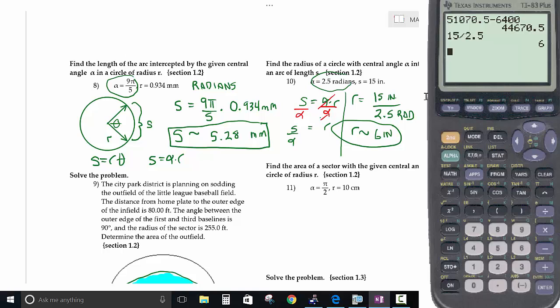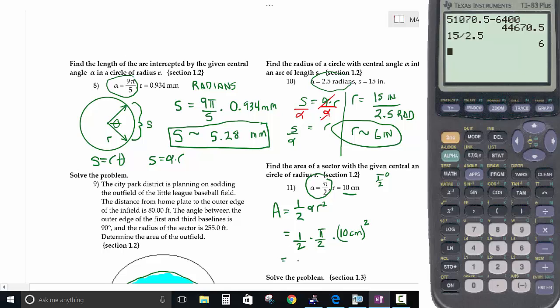Okay, here's an area of sector problem. So we did one of those a few minutes ago. So you have area equals 1/2 alpha r to the second. Okay, so we're going to take 1/2 again. We've got to make sure that's in radians. That is in radians because there's not a degree symbol. If I was real sneaky and put a degree symbol there on pi over 2, then you'd be in degrees, so be careful. All right, so we just bring that down. That's pi over 2. The radius was 10, so we're going to take 10 centimeters, and we're going to square this.